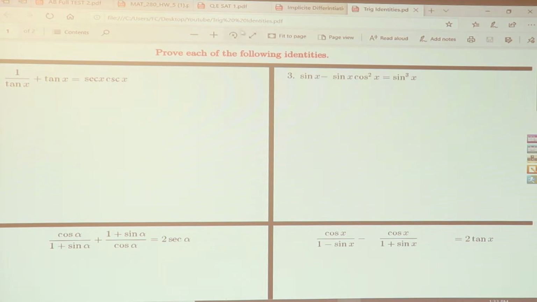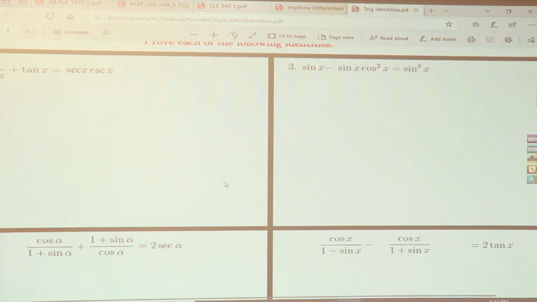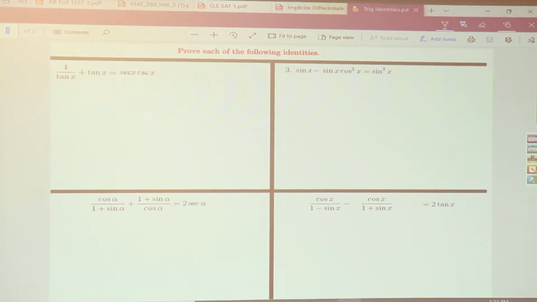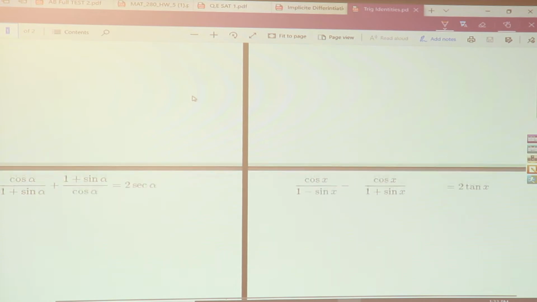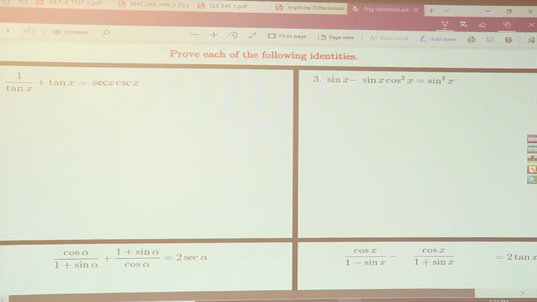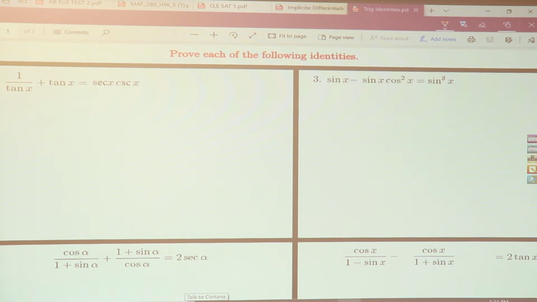Let me just minimize a little. Okay, a little bit bigger. Okay, 1 over tan x plus tan x equals secant x cosecant x.